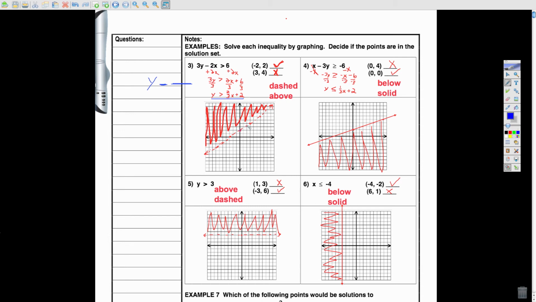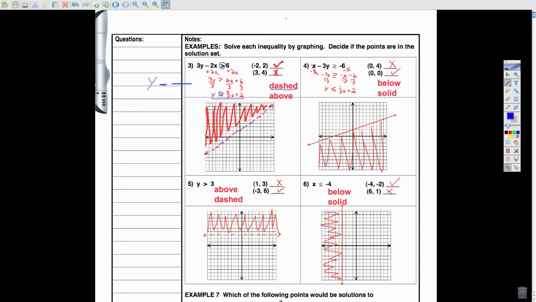So I need to graph this. Starting at the y-intercept of plus 2, I go up 2 over 3, up 2 over 3. That gets me some points. Now I've got to figure out, is it a solid line or a dashed line? Well, look at your sign right there. That sign does not have a line underneath it. That tells me that it's a dashed line. You can see that's why this line is dashed. It's not a solid line.